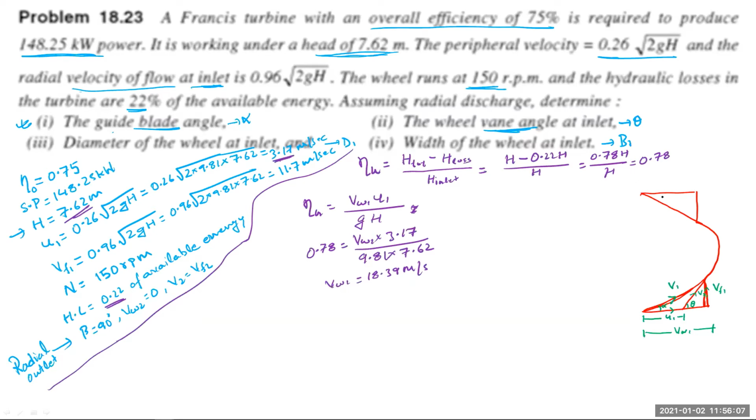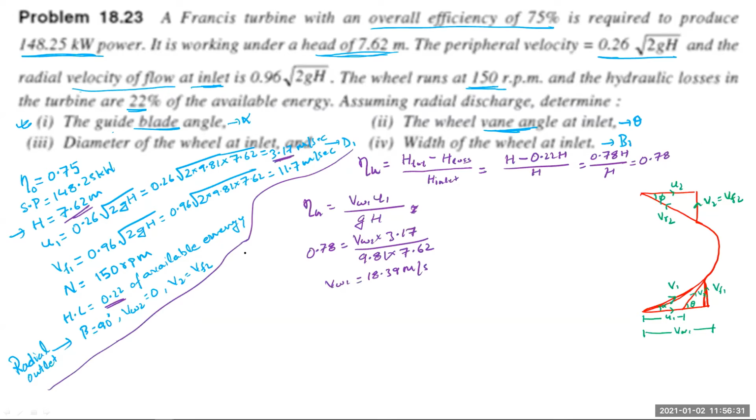Now on the outlet side, we know that this tangential line is your VR2, and this is making an angle phi, and this is your U2, and this is our V2 equals to VF2. Okay, so this is our velocity triangle diagram.